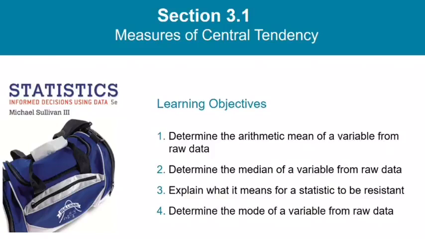Today we're in section 3.1 talking about measures of central tendency. One very important idea in statistics is to be able to describe a typical value or a central value. Today we'll talk about some of the ways that can be done. We'll talk about how to determine the arithmetic mean of a variable from raw data. Now, arithmetic mean is just what most people call the average. We'll also learn how to determine the median of a variable from raw data, and we'll explain what it means for a statistic to be resistant, and we'll talk about how to find the mode of a variable from raw data. So here we go.